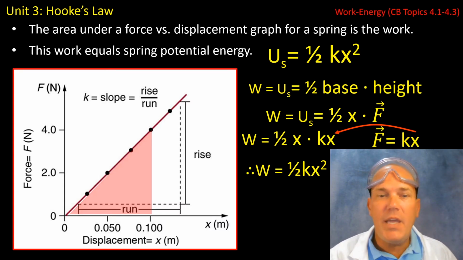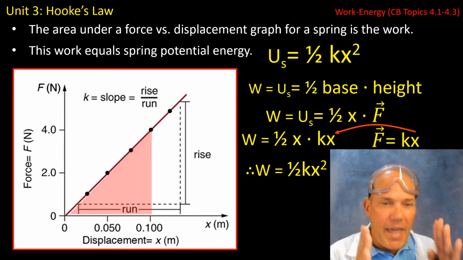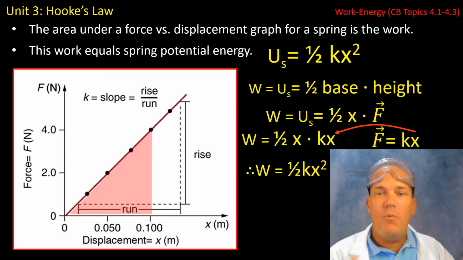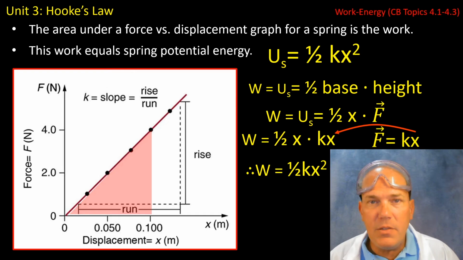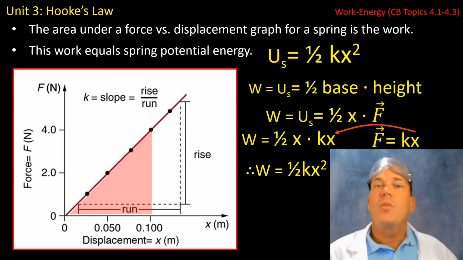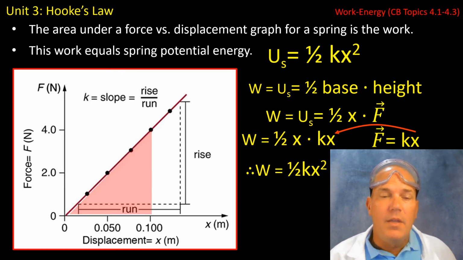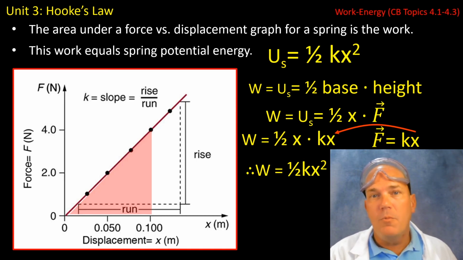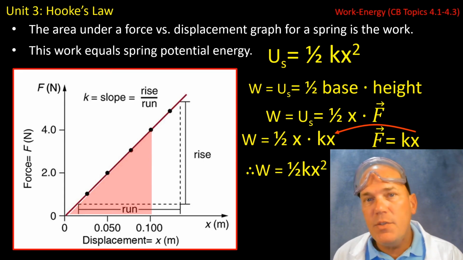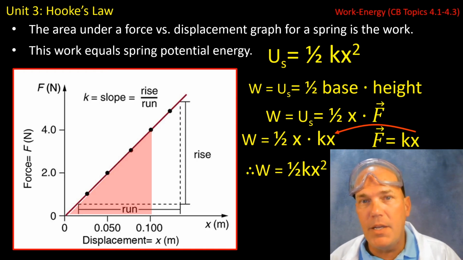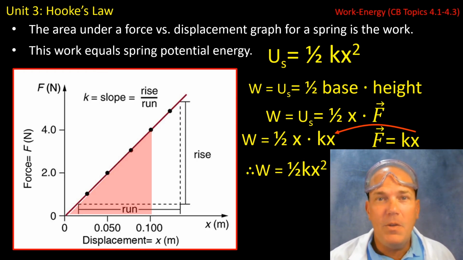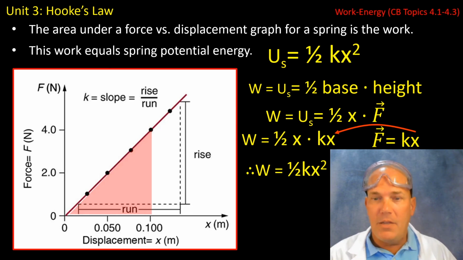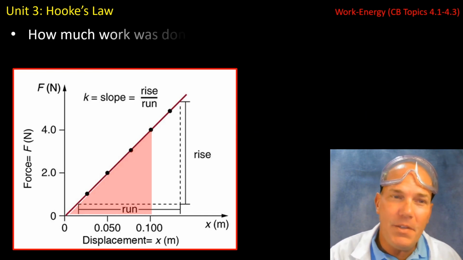A lot of students say, when looking at this graph, I don't see how it equals spring potential energy when I'm doing, say, 1/2 base times height. In this case here, I'm showing you where that comes from. We're taking Hooke's law, we're expressing force in terms of the spring constant and the displacement of the spring, subbing that into our expression, and there you have it, 1/2 k x squared, which is the spring potential energy.